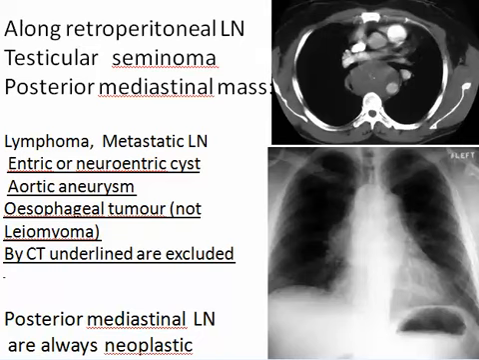Second is lymphoma, so metastasis number 1, lymphoma number 2, enteric cyst, if it is a cyst, aortic aneurysm, esophageal tumor, but not leiomyoma, of course, and by CT the underlined are excluded. We can exclude here a cyst, we can exclude an aortic aneurysm, we can exclude esophageal tumor, so we are left with a lymphoma encasing vessels or metastatic lymph nodes. Posterior mediastinal lymph nodes, if proved that these are lymph nodes, are always neoplastic.